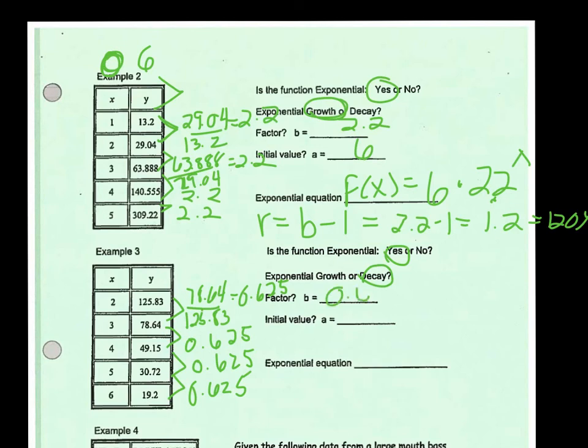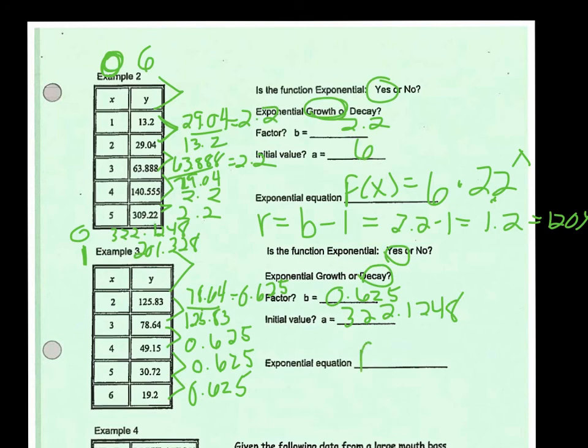My b value is 0.625. And so I need to work backwards here to find my initial value. So if I work backwards to 1, again, I'm going to divide by 0.625 to work backwards. So I get to 201.328. And then if I divide backwards one more time to get to 0, I get 322.1248. So that's my initial value.